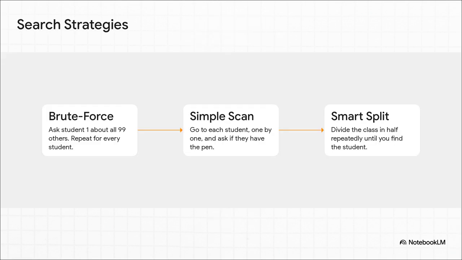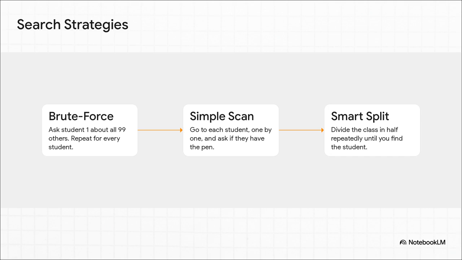All right, you probably have a few ideas swirling around. Let's look at three very different ways you could tackle this. First up, what I call the brute force method. You go up to the first student and ask, hey, do you have my pen? And also, do you know which of the other 99 people has it? Then you do that for every single student. It's thorough, for sure, but you can already feel how slow and painful that would be.